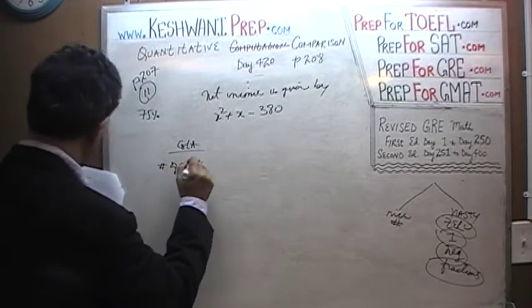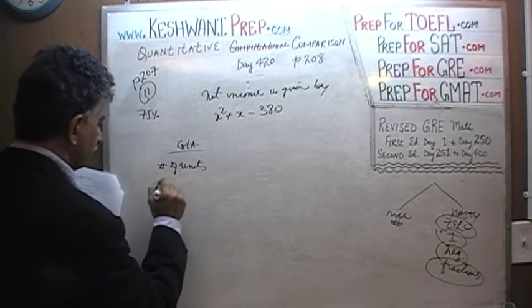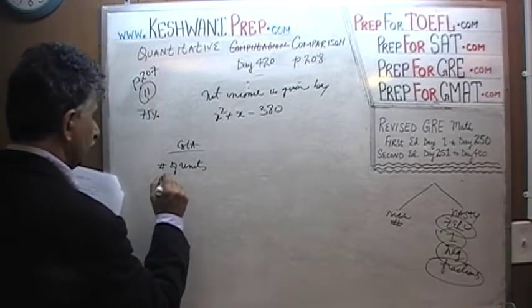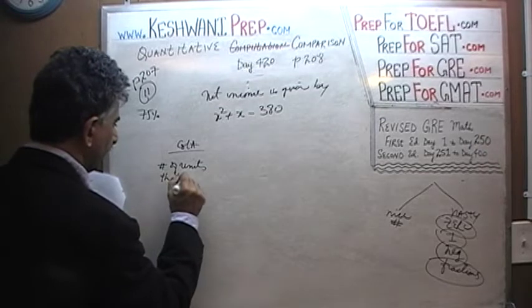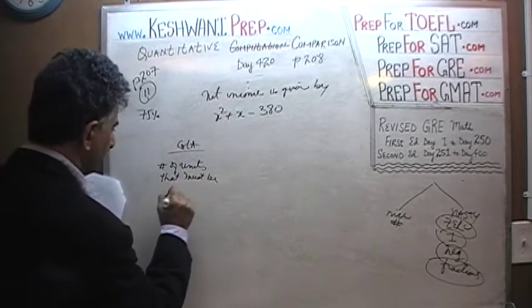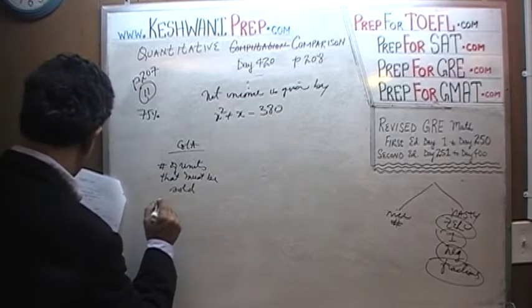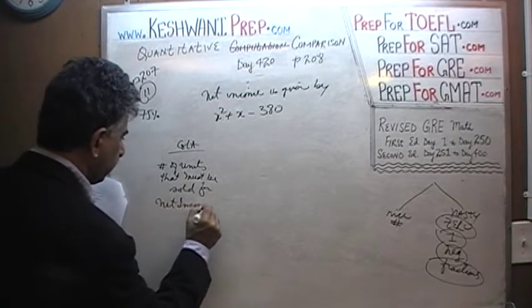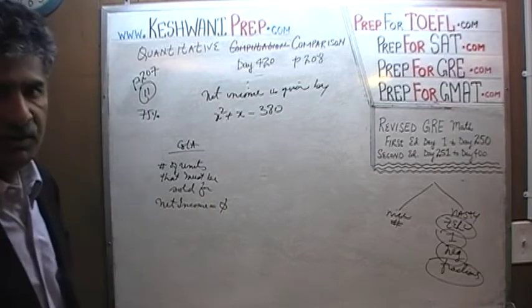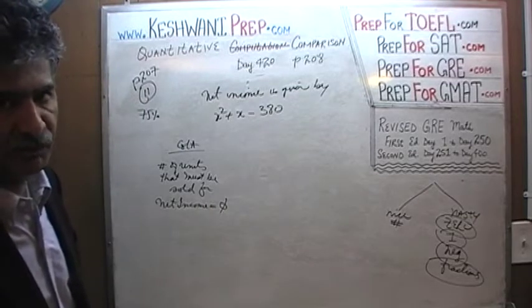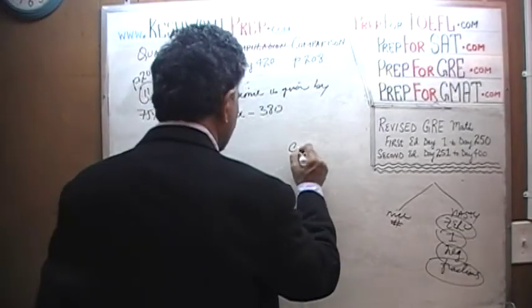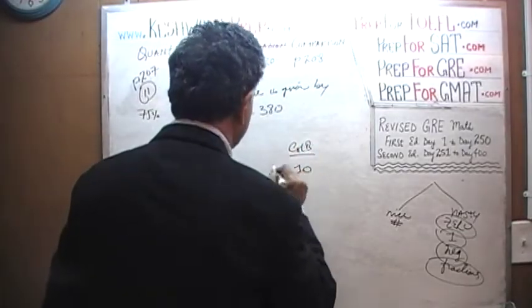the number of units that must be sold for the net income to equal zero. How many units does the firm need to sell in order for the net income to be zero? And in column B, they give us 10.